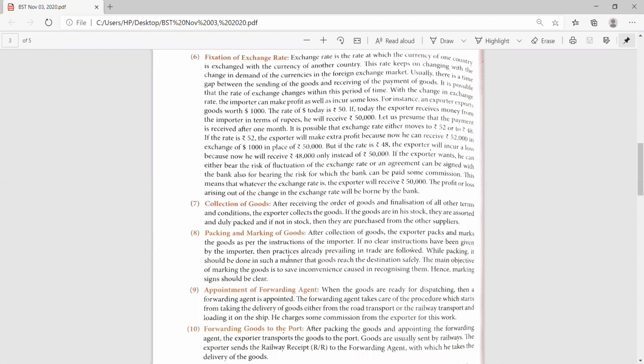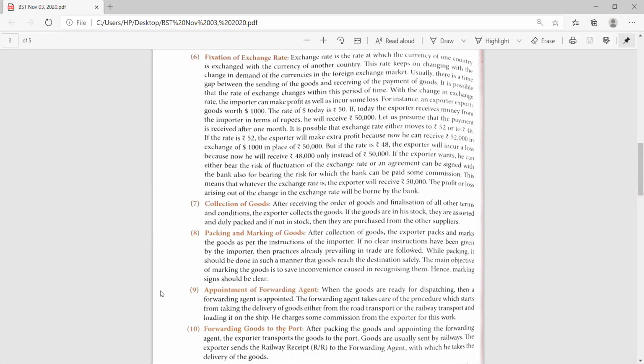While packing, it should be done in such a manner that the goods reach the destination safely. The main objective of marking the goods is to avoid the inconvenience in recognizing them, because when the goods are completely sealed and packed, it will be difficult to identify them. So marking is compulsory, marking is a must.